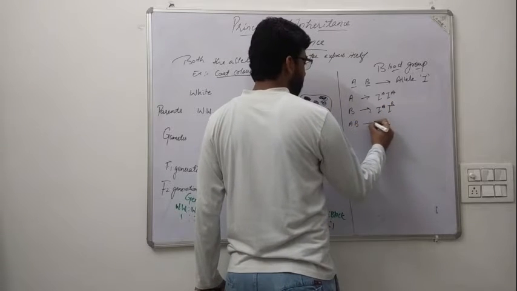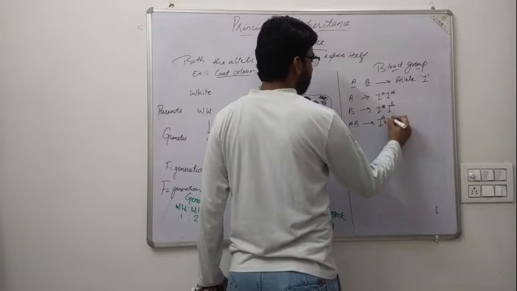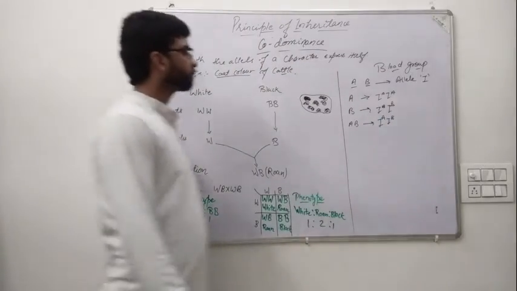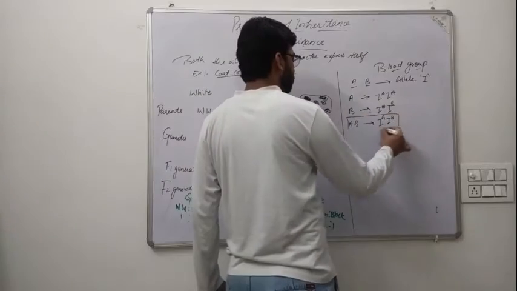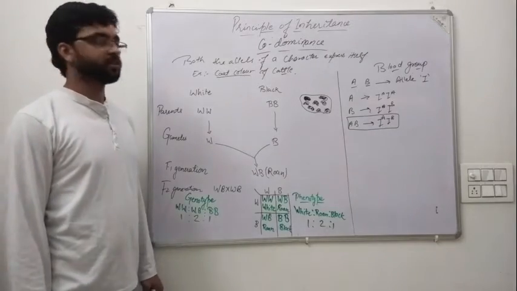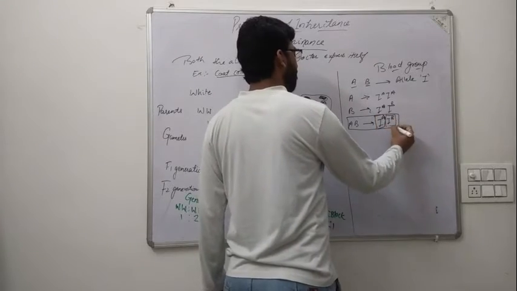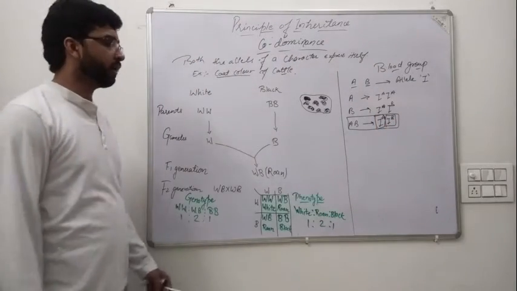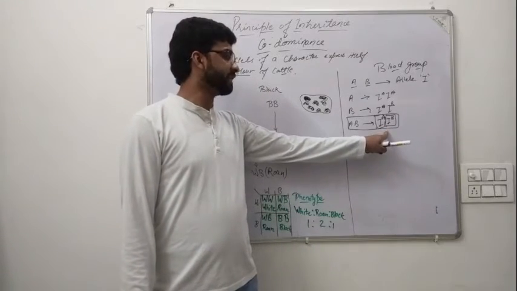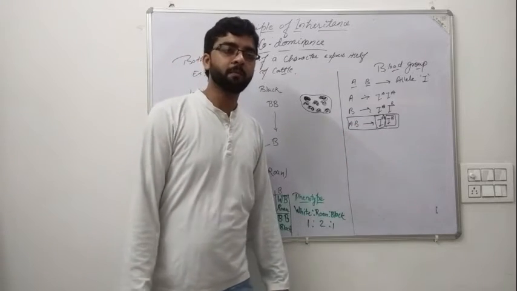For blood group AB, the alleles are IA and IB here. This is an example of codominance because both alleles IA and IB are dominant, so they express their characters independently, and the progeny will have blood group A and B.